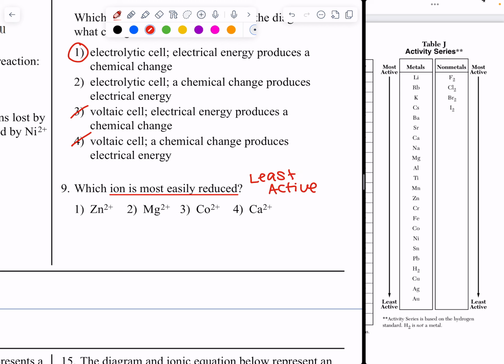So a lot of people picked the most active one. The ones that are least active are towards the bottom. So we're looking for the one that's closest to the bottom. And if we picked that, that would be cobalt. You just have to look through each thing.